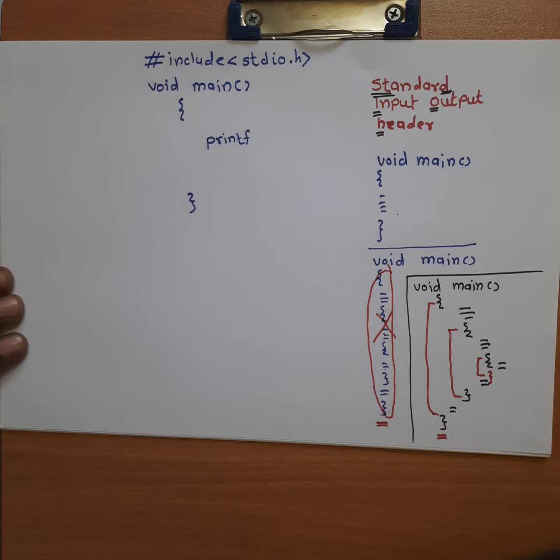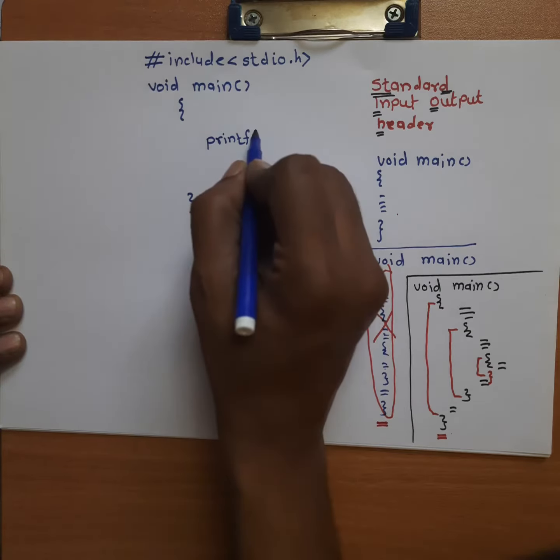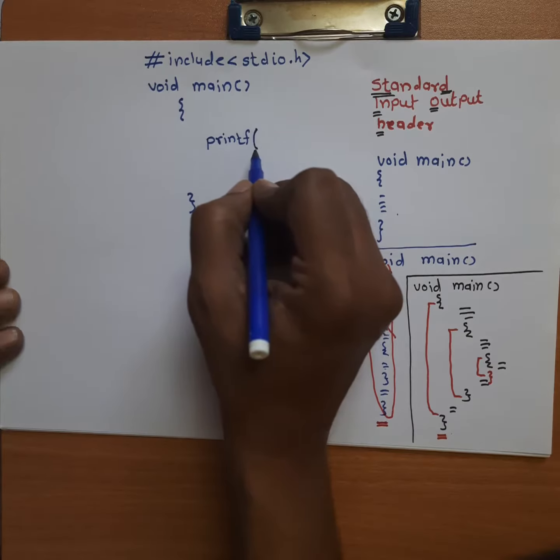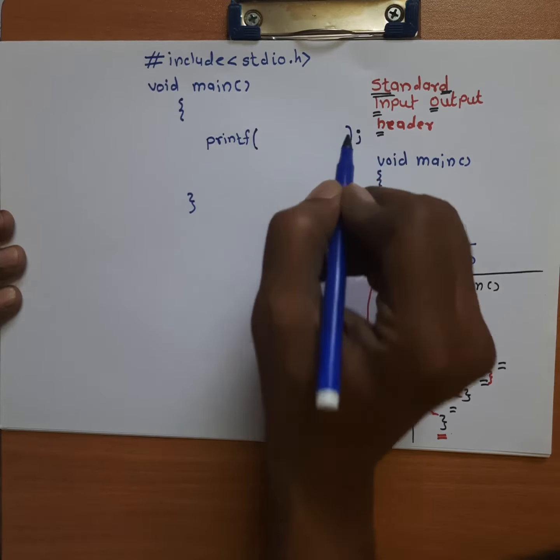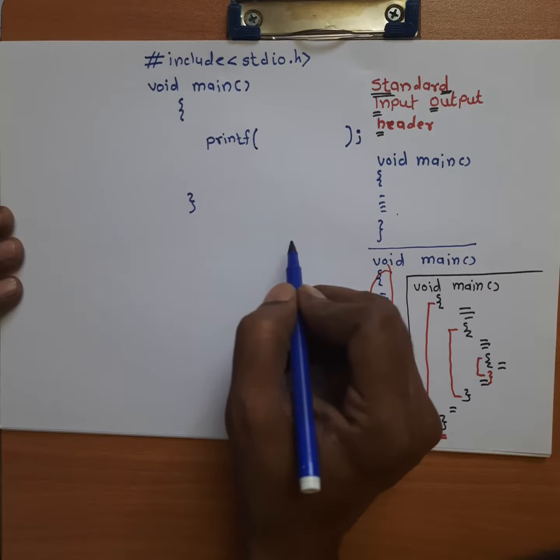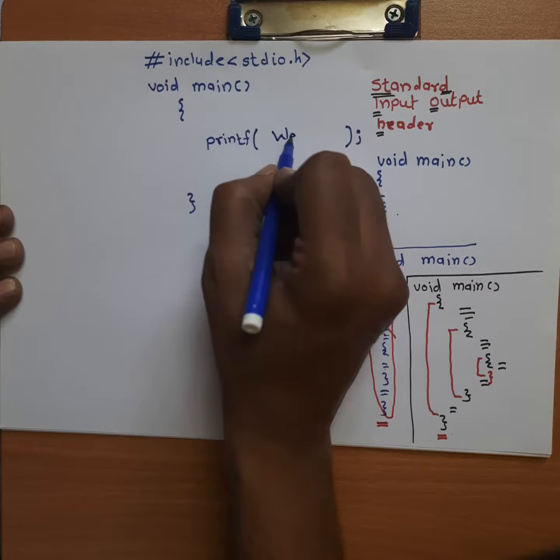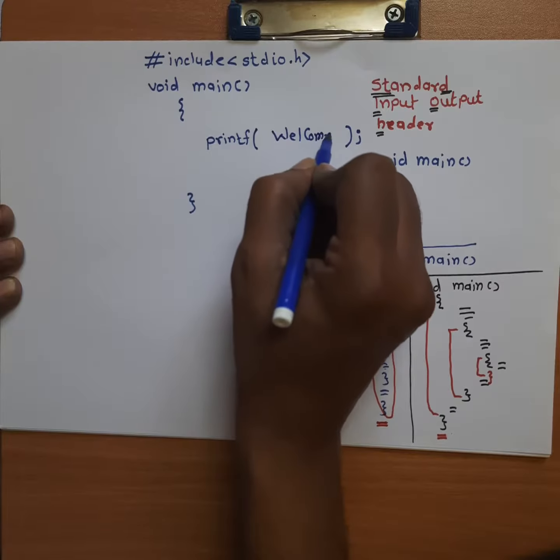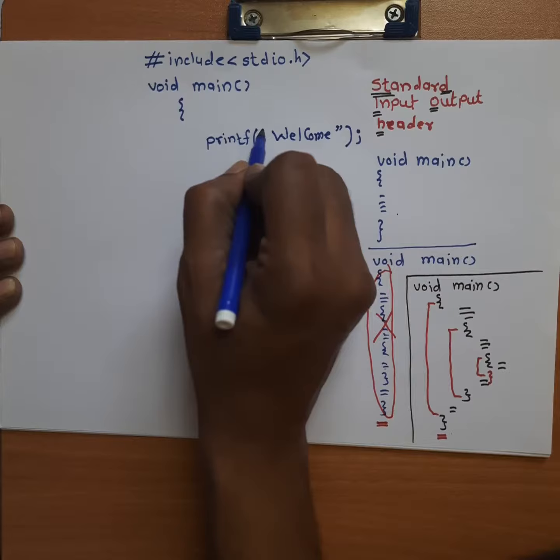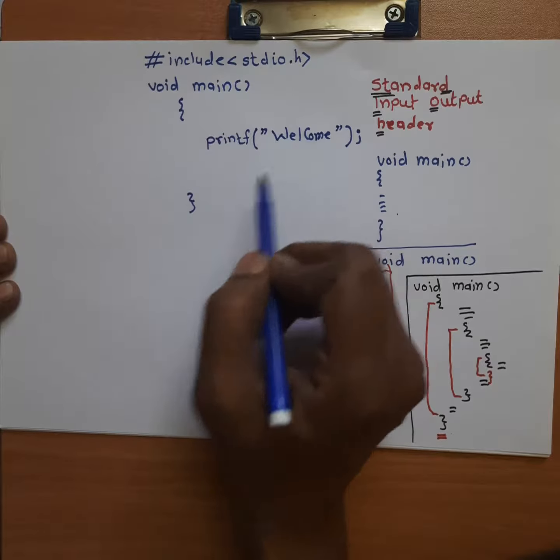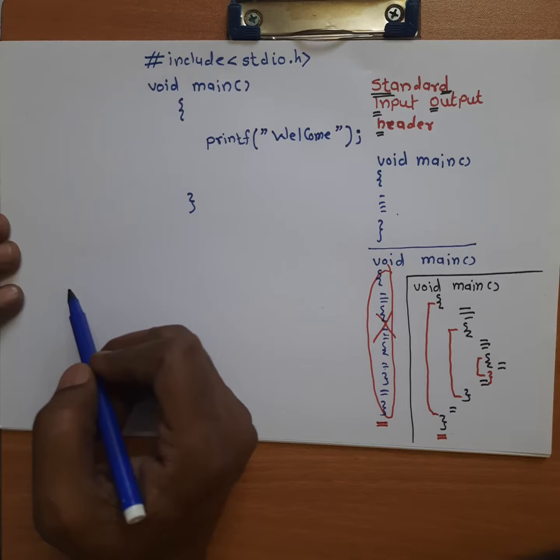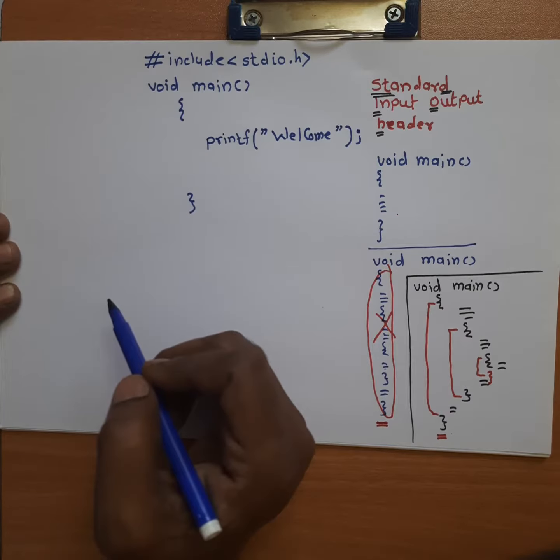There are different formats available for the output statement. The first, simple one: suppose using the printf statement we want to display something on a screen. Printf, open bracket, close bracket, and give a semicolon. Semicolon indicates the end of the statement. Then I can write here welcome. Whatever information you want to display on a screen must be present within double quotes. So this indicates we want to display welcome on a screen. When we execute this program, it will display welcome on a screen.